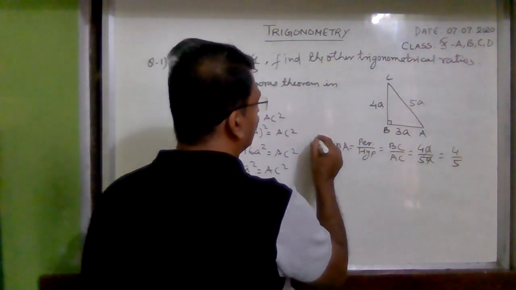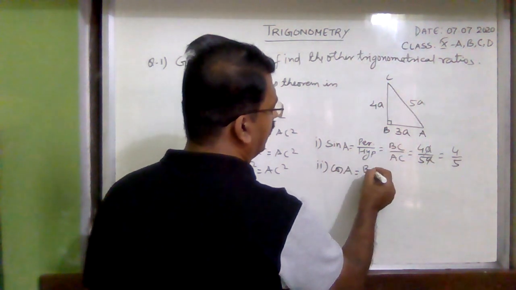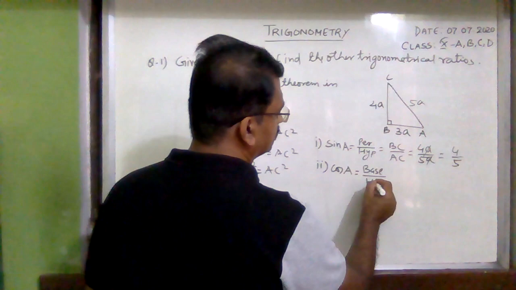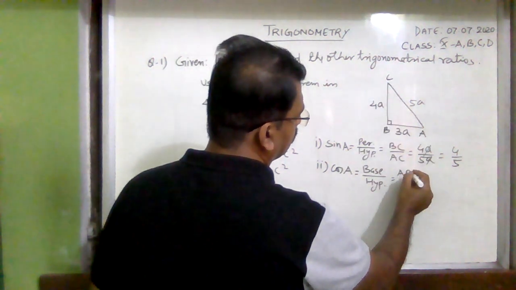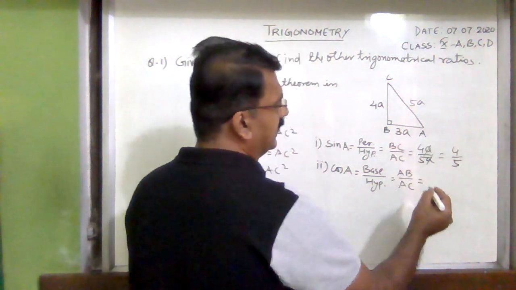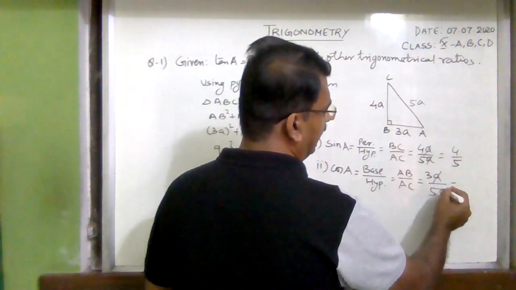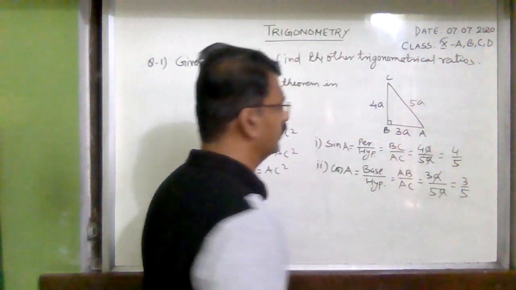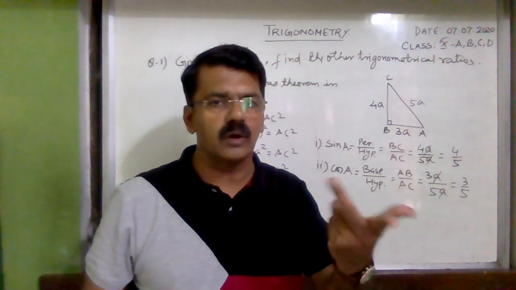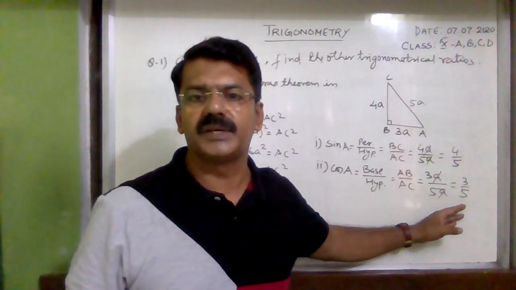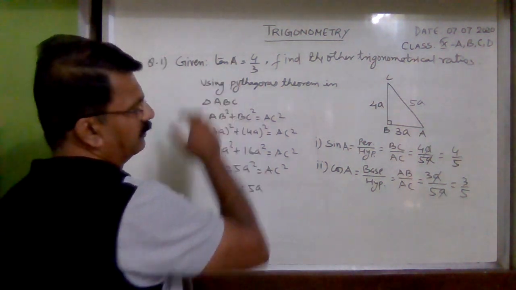Now cos A. Cos A is base upon hypotenuse, which is here AB upon AC. Now AB is 3a and AC is 5a. Again a gets cancelled and 3 upon 5 is cos A. Once again you can verify the fact that cos of any angle is always less than 1, because 3 upon 5 is 0.6, which is less than 1. Now tan A they have already given.